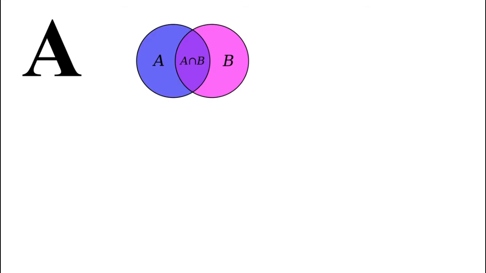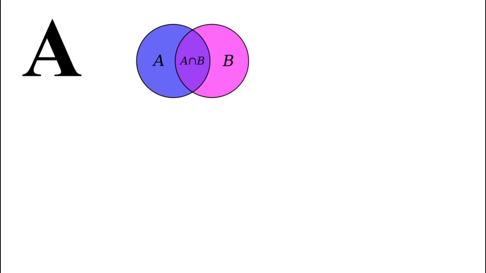Now we move on to the first letter of the alphabet, A. Since it is the first letter, it is used to label the first thing in a given set, data, etc. So for example, we have this. Since the blue is the first set, while the pink is the second set, A is used to label the blue part, while B is used to label the second part.